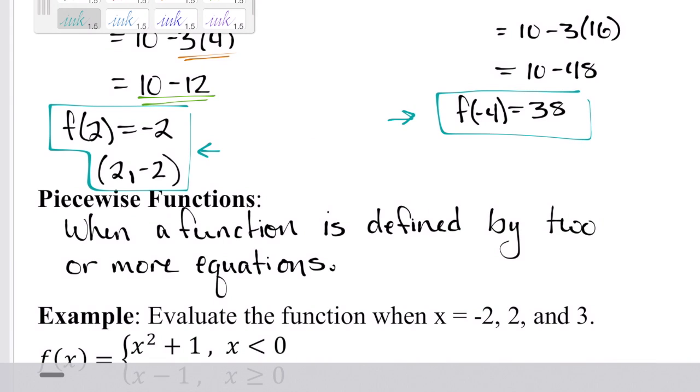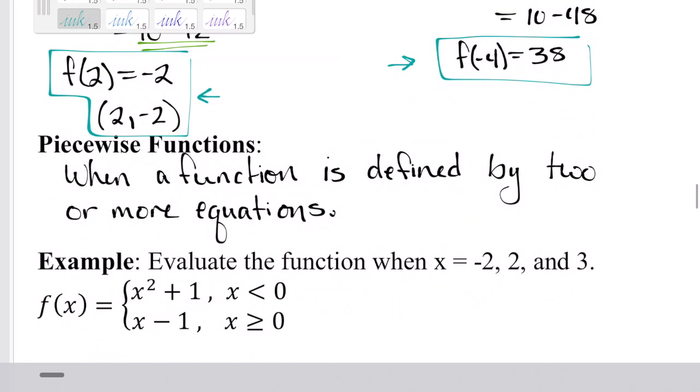So next thing we're going to take a look at is a piecewise function. That's when a function is defined by 2 or more equations. So basically here, I have 2 scenarios for this function. When x is less than 0, I'm going to use the top. And when x is greater than or equal to 0, I'm going to use the equation on the bottom. So it's just defined by 2 different equations.